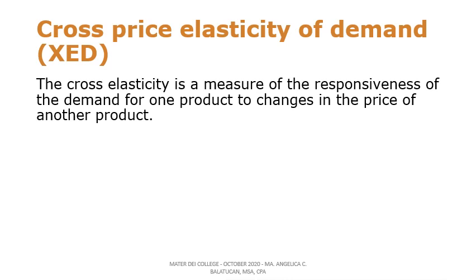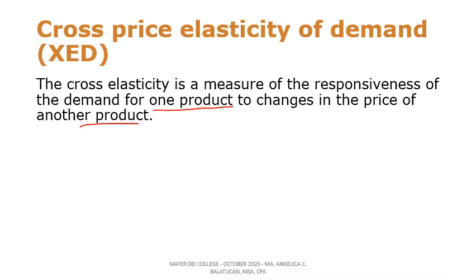It is a measure of the responsiveness of the demand for one product to changes in the price of another product. So we have here two products, one product and another product. If you can recall in our lesson on the price elasticity of demand, we were measuring how the quantity demanded of a product responds to a change in its own price. So there's only one product there. But here, we are evaluating the effect on the demand of a certain good when another good changes its price.